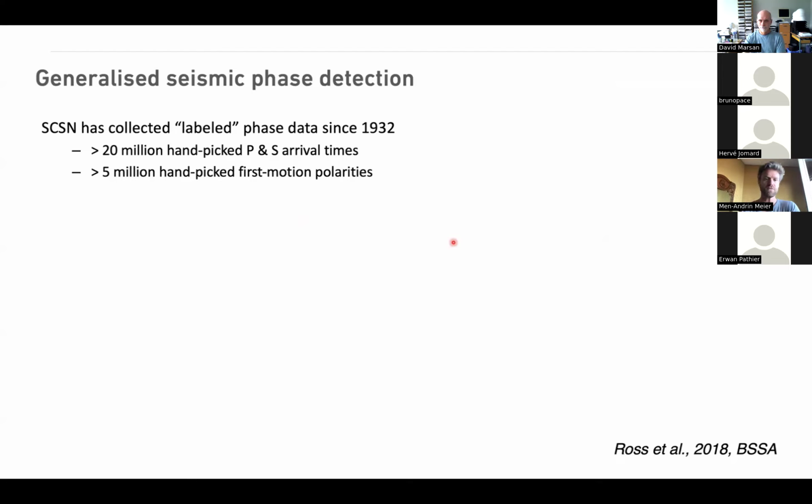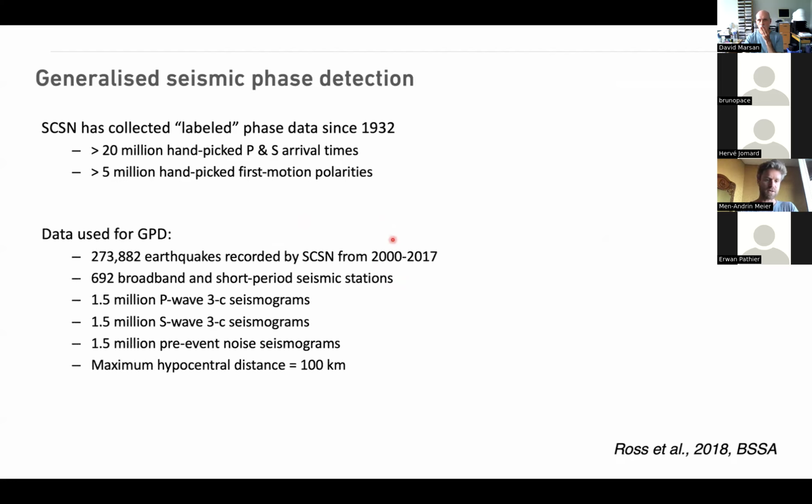And then they also pick first motion polarities. They say, does the first motion go up, or does the first motion go down, or maybe I can't tell, and then we label it as undecidable. Because we have these large amounts of data, we can train these large neural networks. And this is why this works so well.